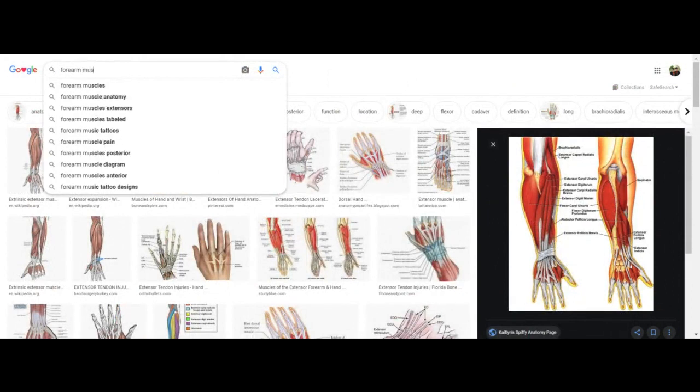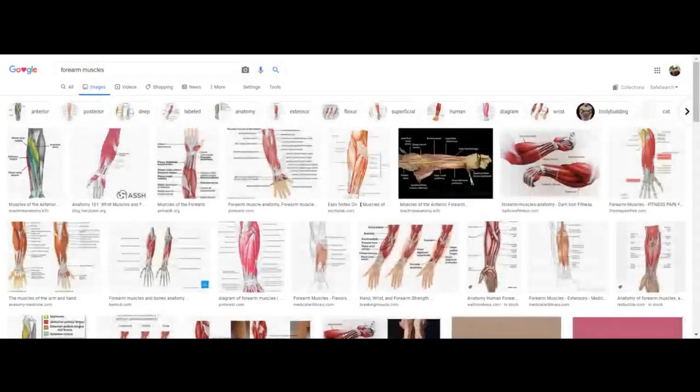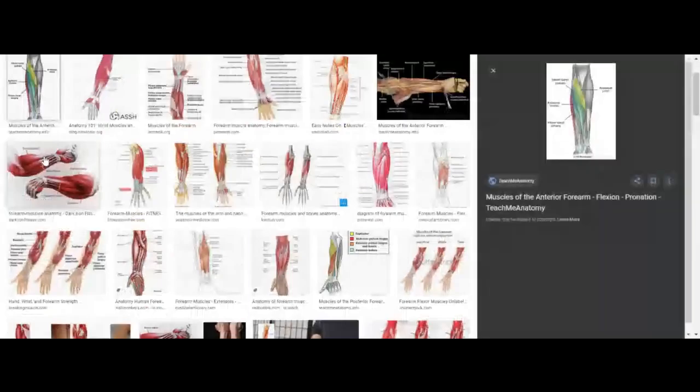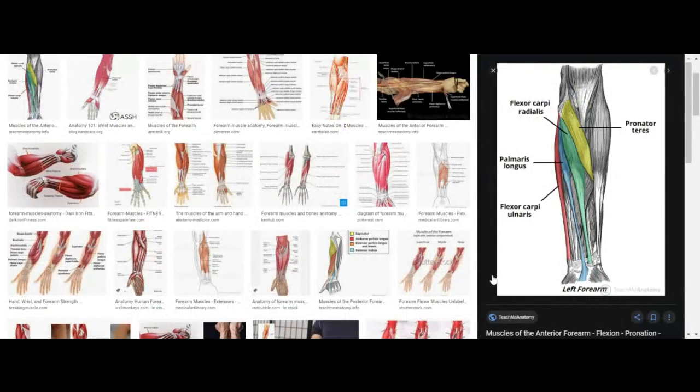Forearm muscles. Here's a good one for the other side. We'll do the other side here. See palmaris longus that's going down into the palm of the hand. And then we got our flexor carpi ulnaris on the ulna side, flexor carpi radialis on the radius side.